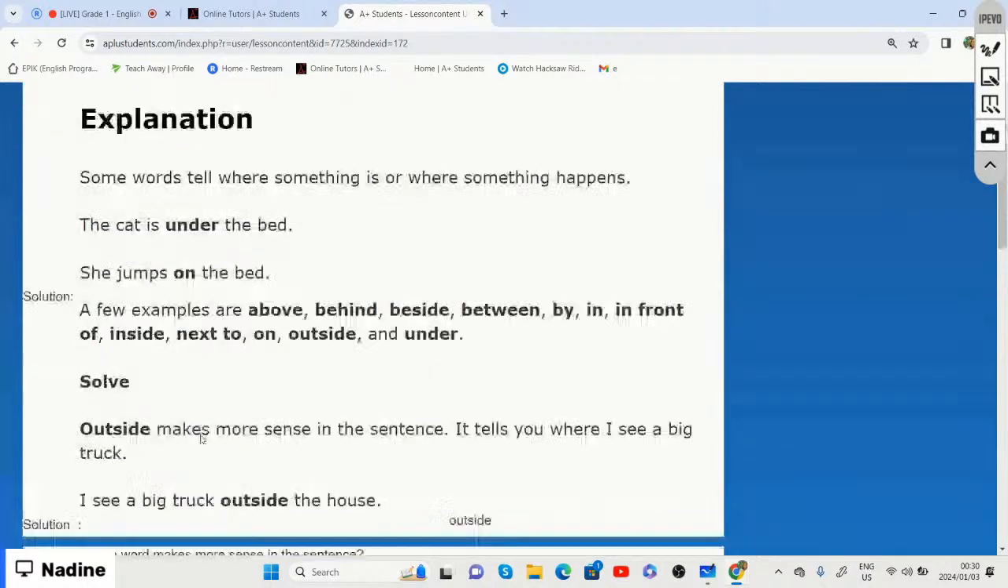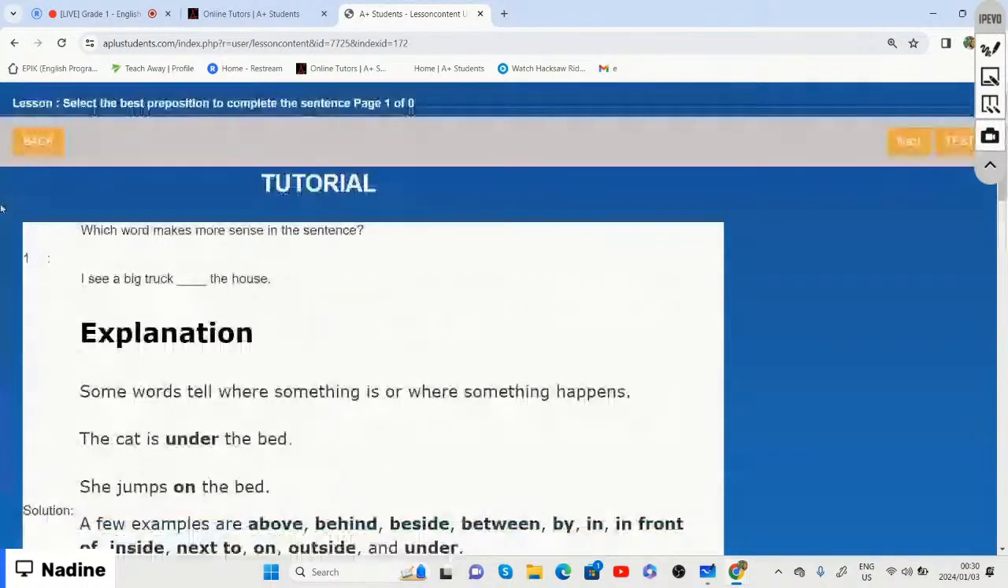All right, so now we need to say which word makes more sense in the sentence. Which means that we're going to choose one of the examples, or the example words of prepositions, to complete the sentence.